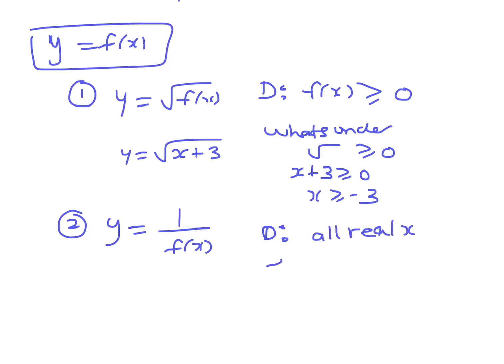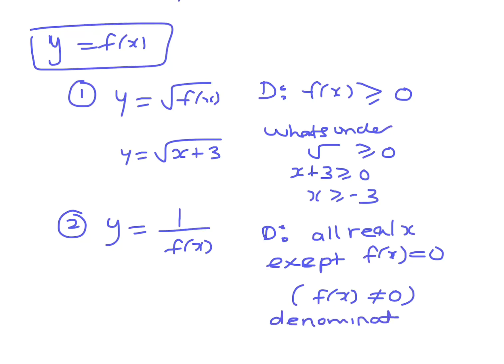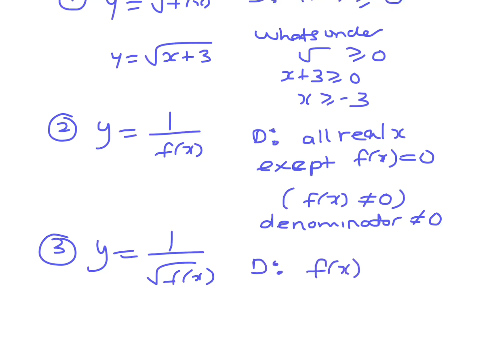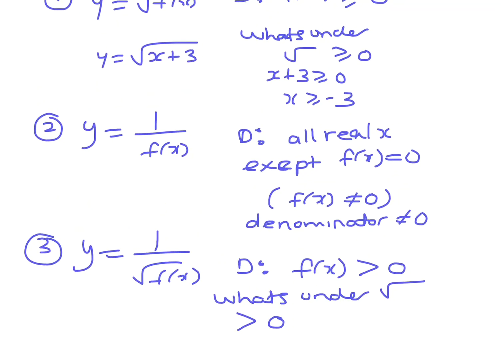If you have y equals 1 over f of x, then the domain will basically be all real x except f of x equals 0. So basically f of x cannot equal 0, or the denominator cannot equal 0. And that's how you can actually restrict that domain. If you combine those two like this, that means that f of x not only has to be not equal to 0, it also has to be positive. So what's under the square root is greater than 0, but not equal to 0. And that's how you can form the restriction on your domain.